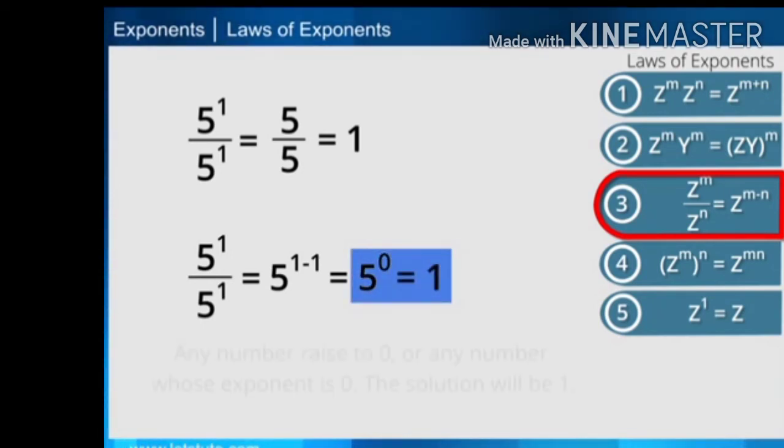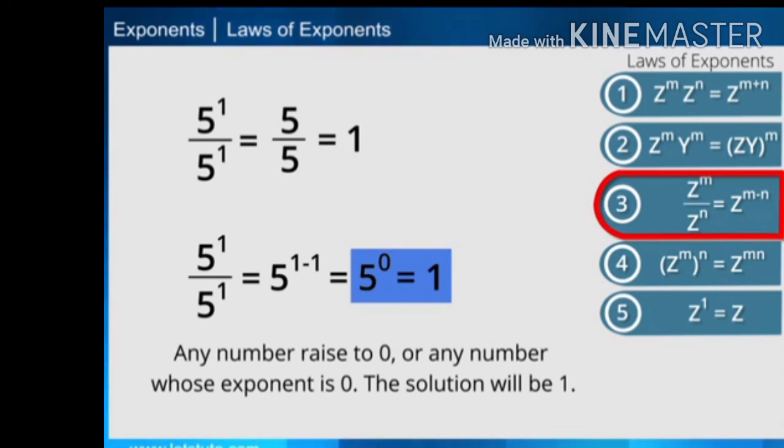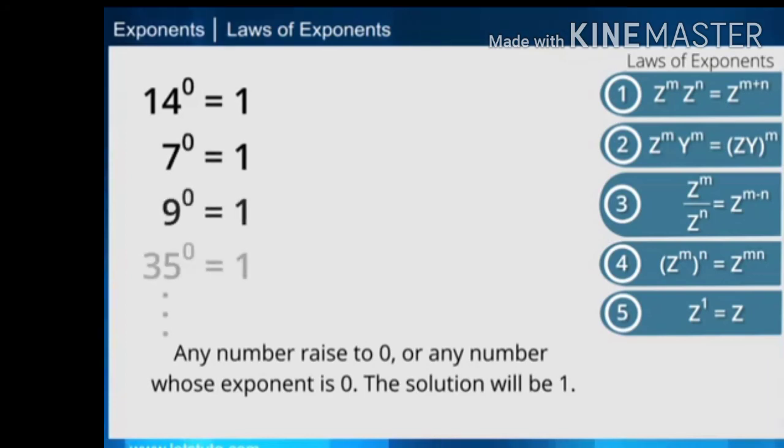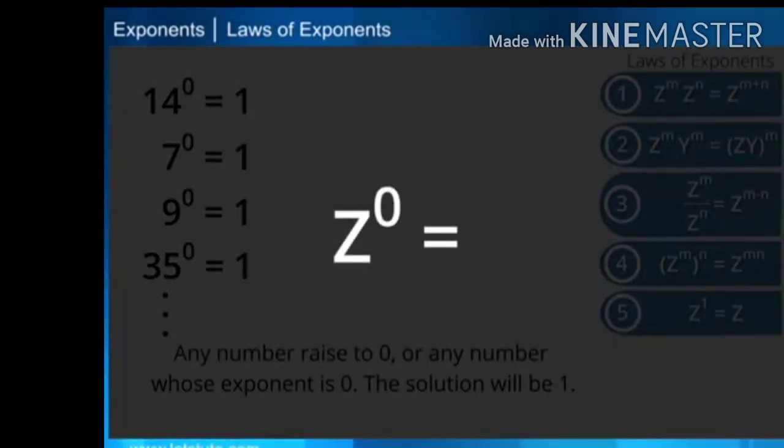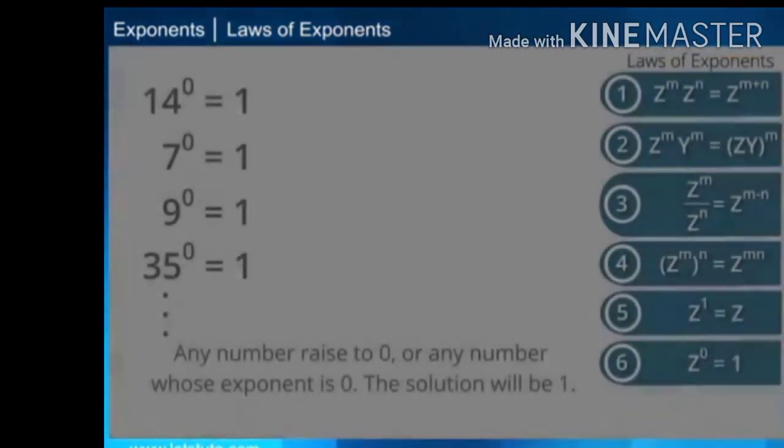So remember friends, for any number raised to the power 0, or any number whose exponent is 0, the solution will be 1. You can take any number, suppose z raised to the power 0 equal to 1. So this is our sixth law of exponents.